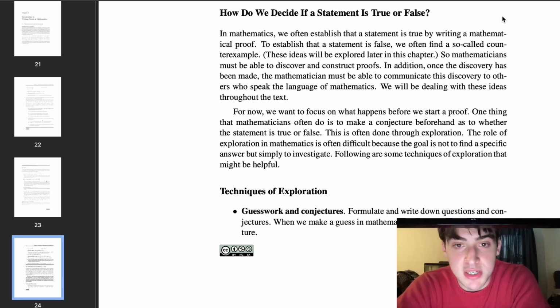So mathematicians must be able to discover and construct proofs. In addition, once the discovery has been made, the mathematician must be able to communicate this discovery to others who speak the language of mathematics. We will be dealing with these ideas throughout the text. Okay, all right.